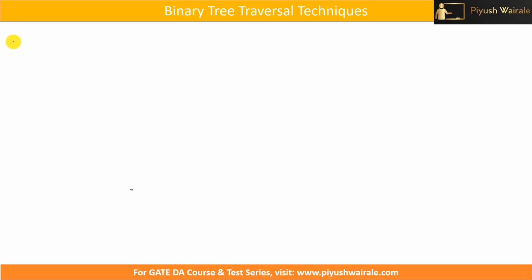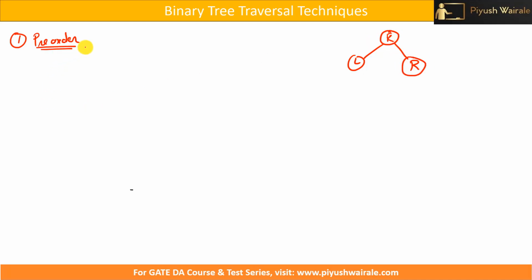In the case of binary tree traversal, we have three techniques. The first one is the pre-order technique. What is this pre-order technique? Here I have a root node, then I have a left subtree and a right subtree. This is what a binary search tree looks like.